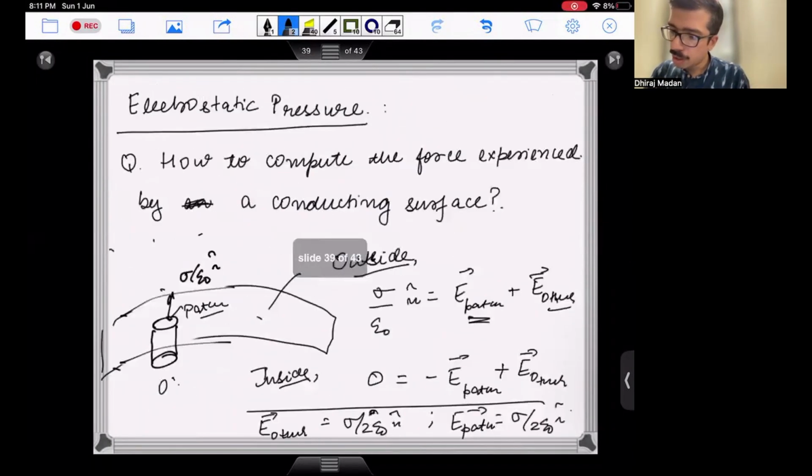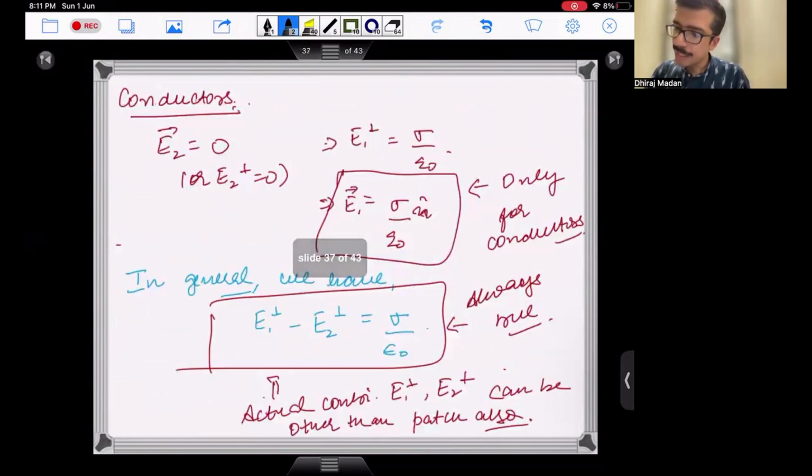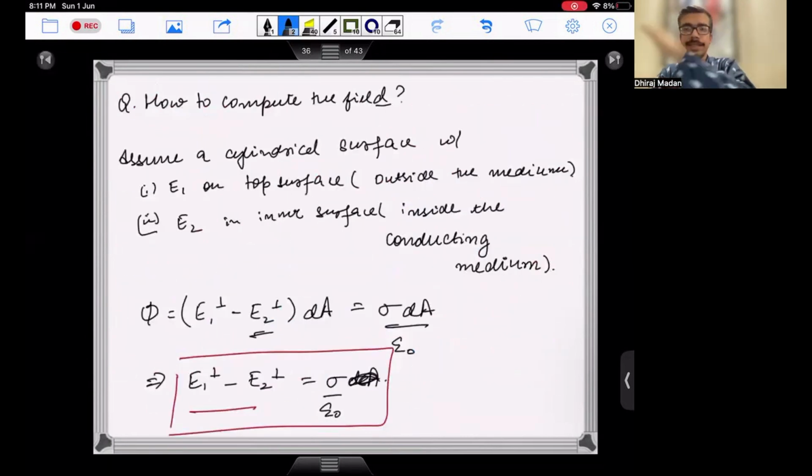Just to summarize for today's lecture, what we learned is that the electrostatic field inside the conducting medium we knew was 0. Outside the conducting medium, we know it was perpendicular to the surface. How much was it? We computed it today, which is sigma over epsilon naught n cap. We computed the net force experienced by every patch, which is sigma square over 2 epsilon naught times dA, or the electrostatic pressure, which is sigma square over 2 epsilon naught. That force is always perpendicular to the surface. So that was it for today's lecture.